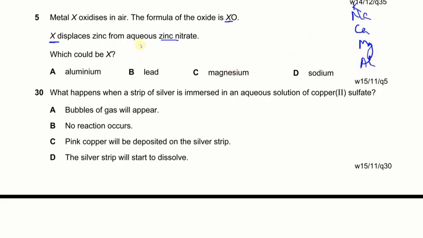Now it should be 2 plus. Aluminium is not 2 plus, it is 3 plus. Lead is below in the reactivity series. Magnesium is fine. Sodium is also not possible because it is 1 plus. So the answer is C. Okay.